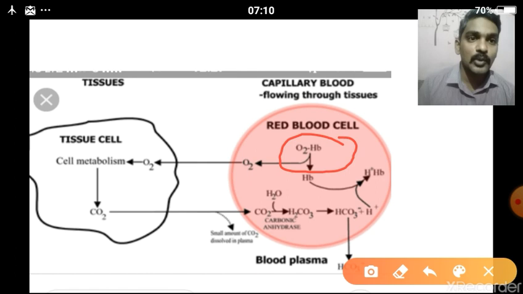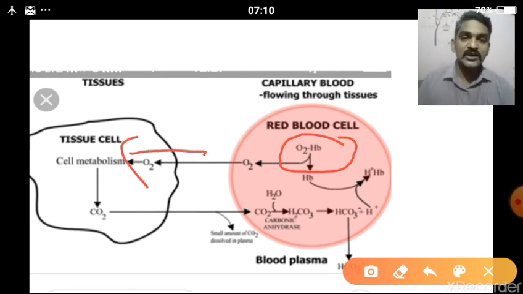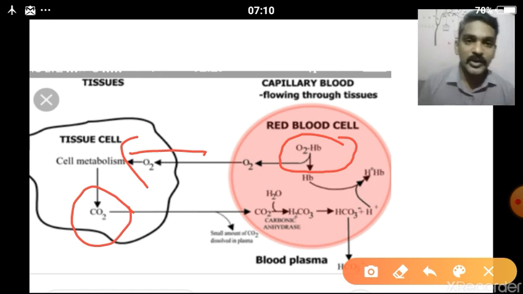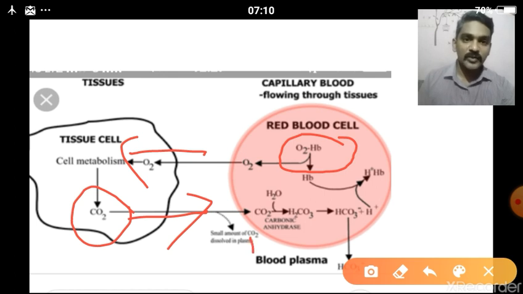Here you can see the hemoglobin-oxygen combination, oxyhemoglobin. The hemoglobin attaches oxygen from the lungs, comes to the tissues, and releases the oxygen into the cells for respiration. As a result of respiration, the products are carbon dioxide, water and energy. This carbon dioxide has to be eliminated from the body. It reaches the blood, where it is in dissolved form in plasma and in the form of bicarbonates.